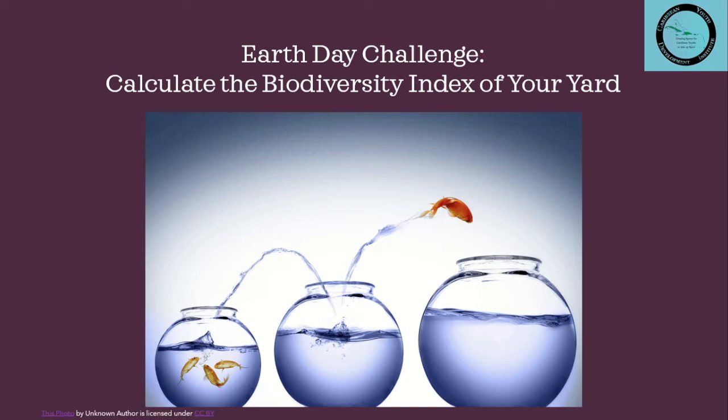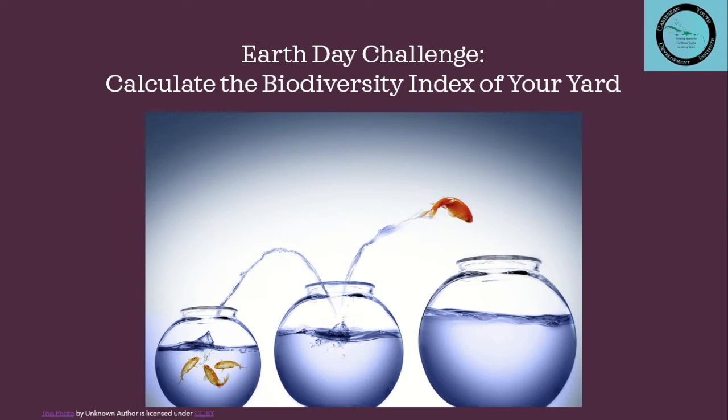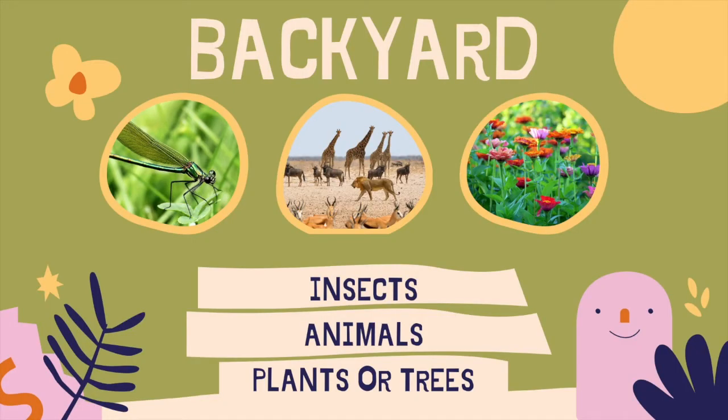What is an ecosystem? An ecosystem is a community of living organisms, for example birds and plants, and non-living things interacting with each other. To calculate biodiversity index, however, our focus would be solely on living organisms. In your backyard, biodiversity would be represented by the different types of plants, animals, and insect life that exist within it.